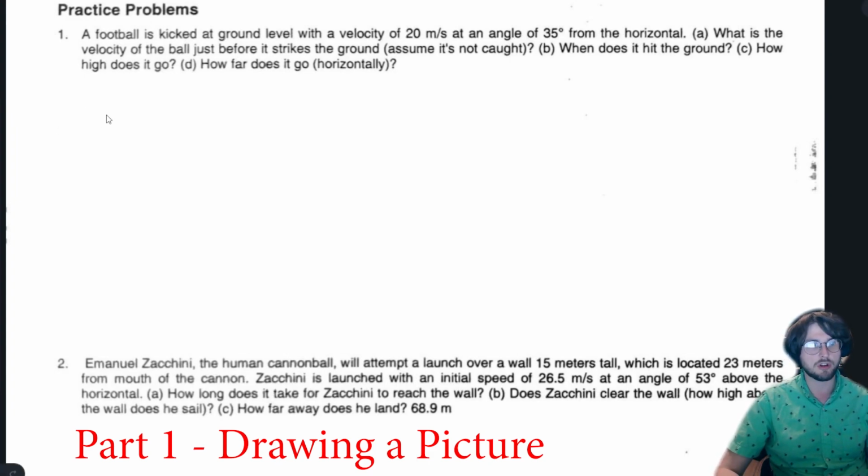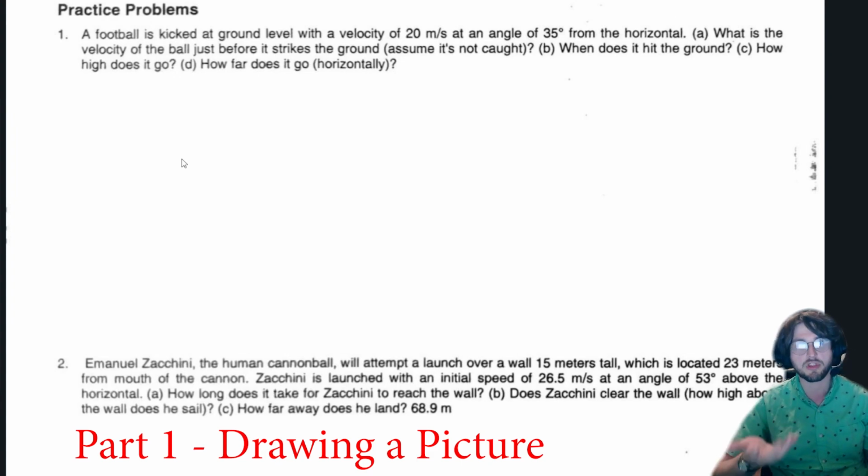So to start out, I'm going to jump right into drawing a picture of the situation, which is a great way to help get acquainted with some of the variables and some of the distances that could be given to you in this sort of problem. So I'm going to draw the situation as I read the problem.